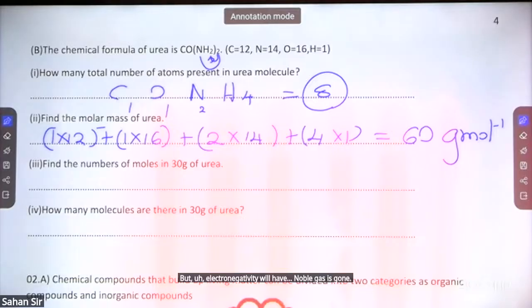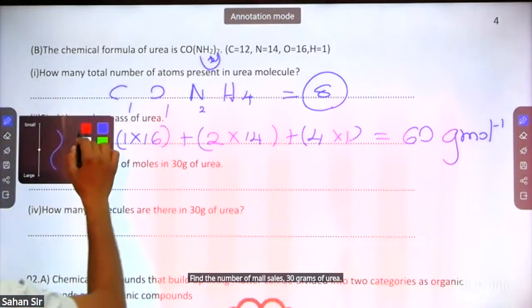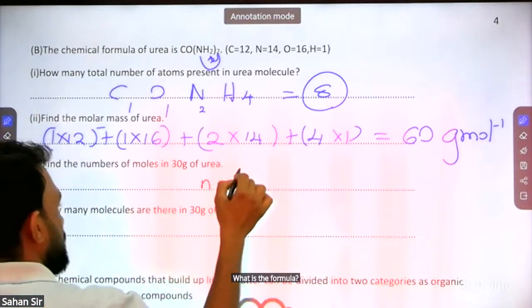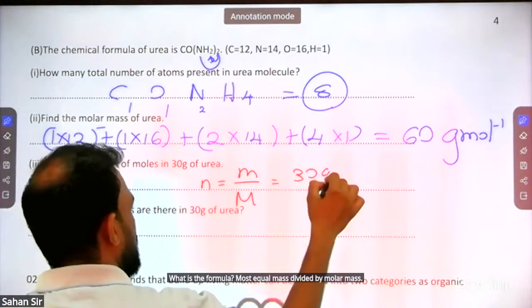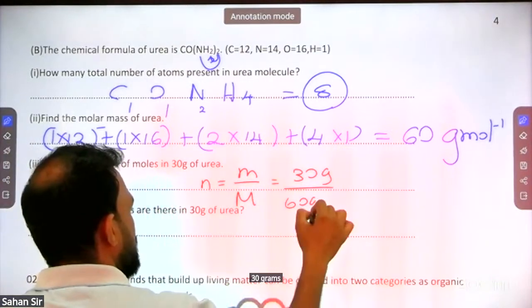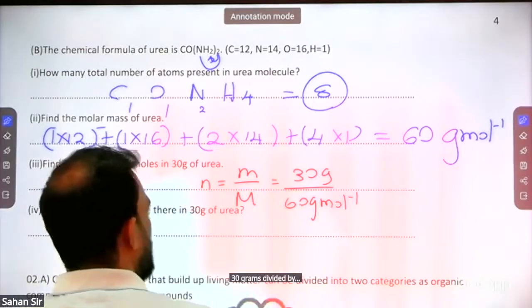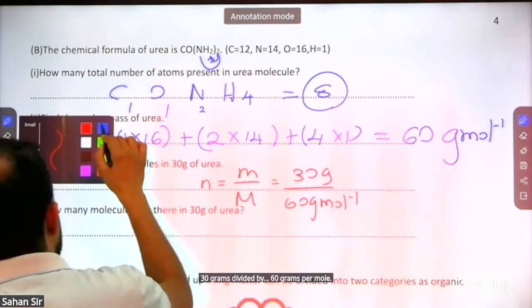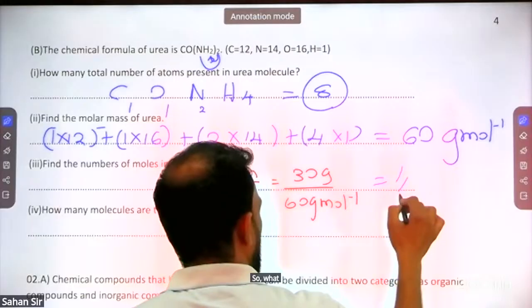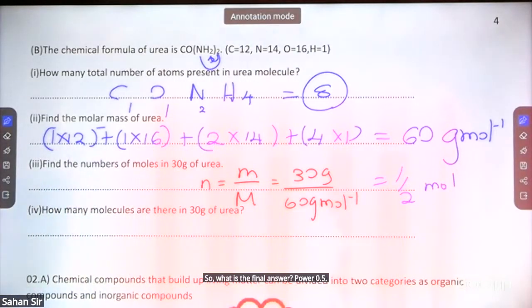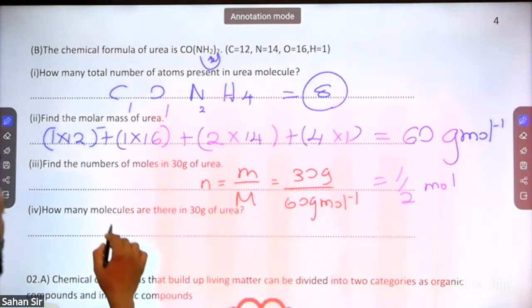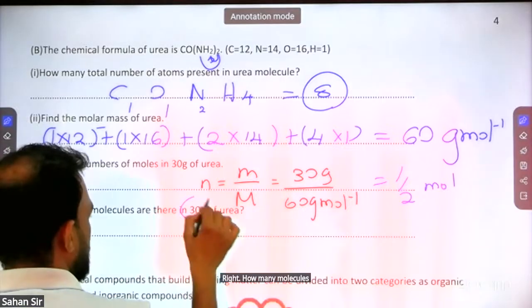Find the number of moles in 30 grams of urea. What is the formula? Moles equal mass divided by molar mass. 30 grams divided by 60 grams per mole. So what is the final answer? Half, or 0.5. Right. How many molecules are there in 30 grams?